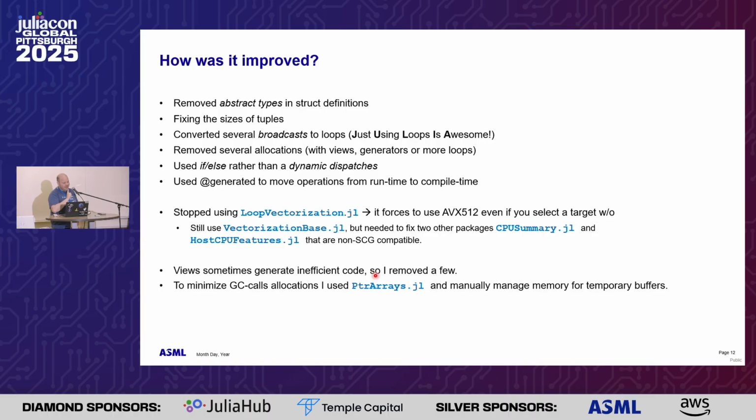One thing I have to remark is that I used LoopVectorization before. I was a fan. I'm not a fan anymore, for a very good reason: it always forces AVX512, and you cannot get rid of that. That was super annoying. So I got rid of LoopVectorization. I still use vectorization in Base, but I still had to rewrite a few internal packages. I haven't upstreamed them, but I have my own implementation of CpuId and HostCPUFeatures, because they have a lot of dynamic stuff with evals. I was very unhappy with that, but okay, that's what I'm using.